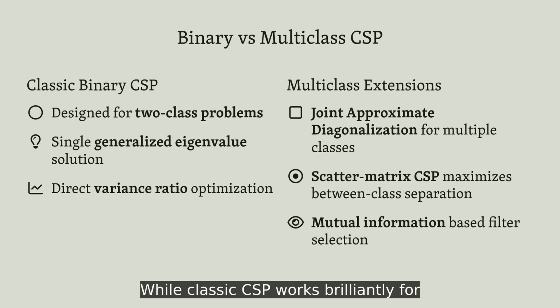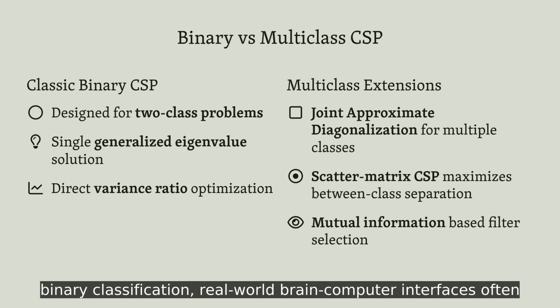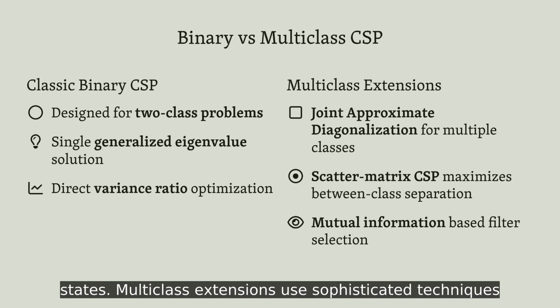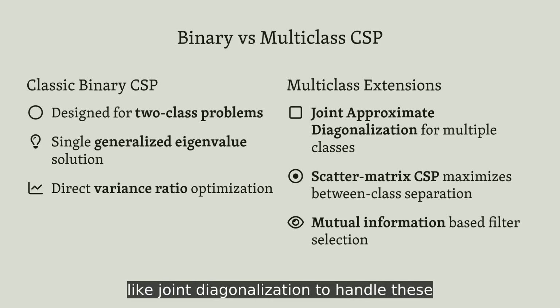While classic CSP works brilliantly for binary classification, real-world brain-computer interfaces often need to distinguish between multiple mental states. Multi-class extensions use sophisticated techniques like joint diagonalization to handle these more complex scenarios.